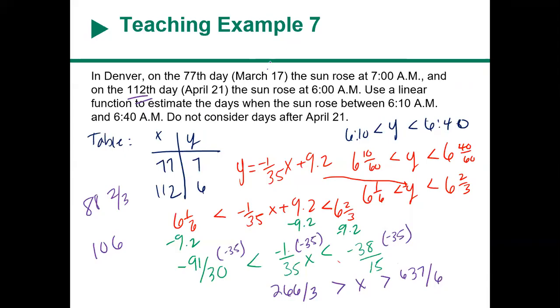So plus 11 puts me at March 28th. And then also on the 106th day, was that right? So 106 days, I'm just going to go backwards 6 days. So I would just do April 21st minus 6, which we get April 15th. Uh-huh. Okay.